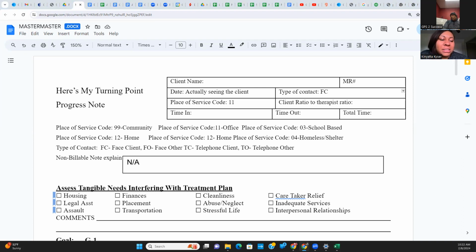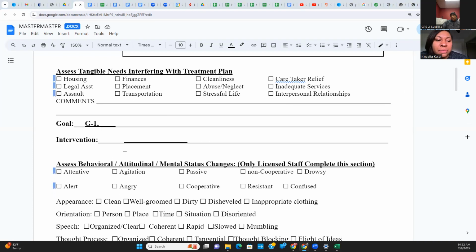So, assess tangible needs interfering with treatment plan. If you're doing resourcing for them, which comes down to what we call CPST, Community Psychiatric Supportive Treatment Services, they may have a housing need. They may need some legal assistance. They may have been assaulted. They may need some help with finances. You're helping them with placement, transportation, cleanliness, abuse and neglect, stressful life, caretaker relief, inadequate services, and interpersonal relationships. Now, if none of these apply, you don't have to check them.